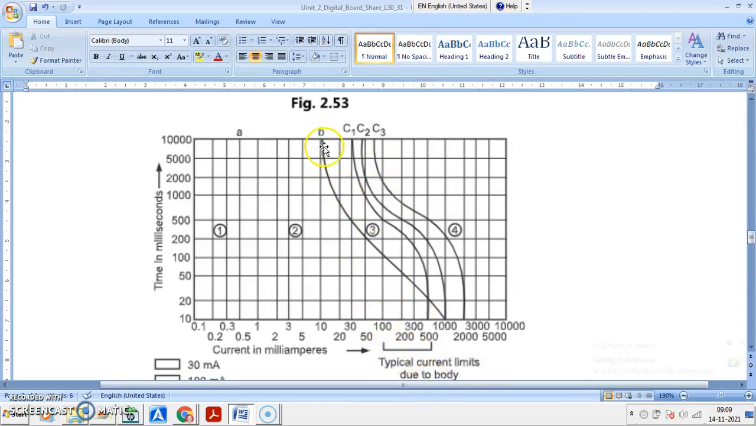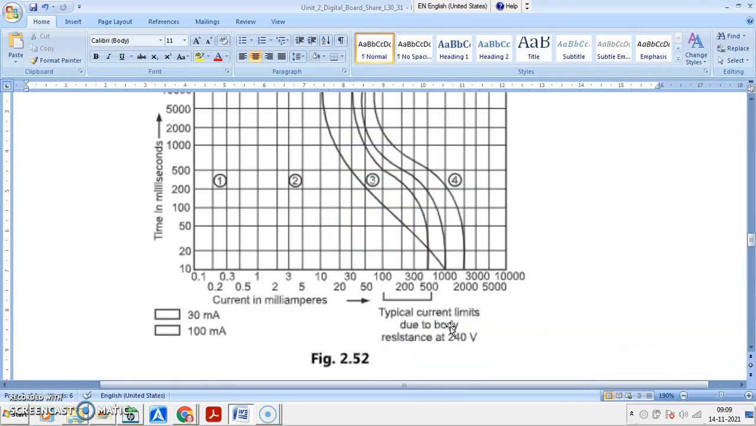Why is there no operation below this? Because this current is less than 30 milliampere, so the setting is 30 milliampere. So operating characteristics are all shifted to more than 30 or 100 milliampere. So C1, C2, C3 are for 100 milliampere. This is for 30 milliampere. Okay.